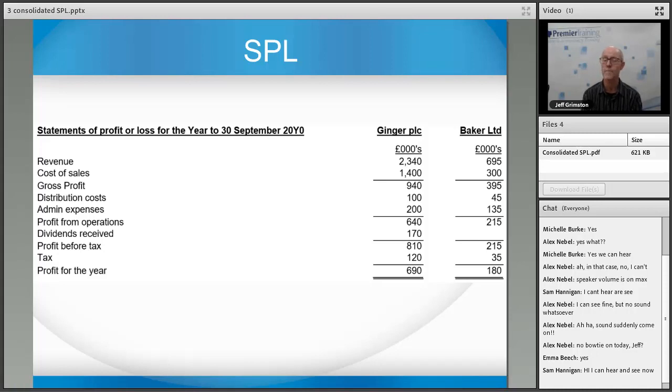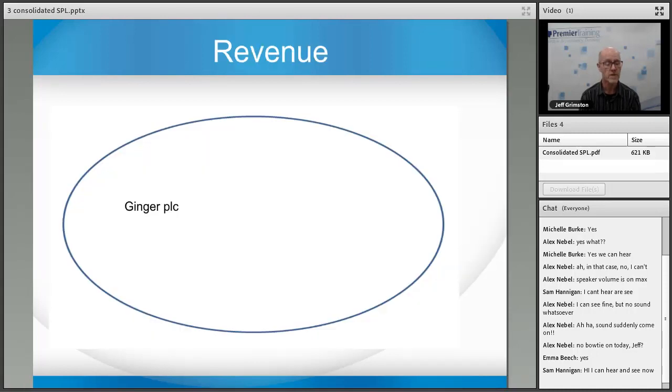Now remember, these are separate companies, although it happens that the people who own Ginger PLC happen to own a controlling interest in Baker. As far as Baker Limited is concerned, they are a separate company, so they have made those sales. And if we draw the diagram we did last week, there's Ginger, there's Baker. Ginger's gross sales 2340. All of it goes to customers outside the group. Now Baker Limited, their gross sales 695,000.